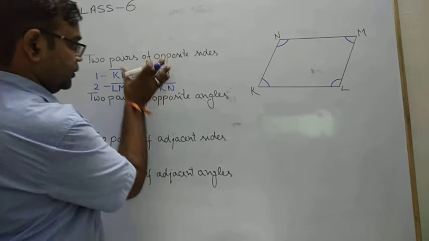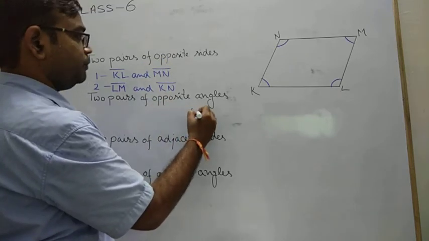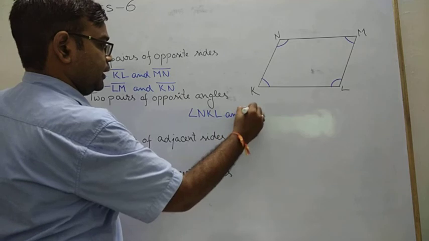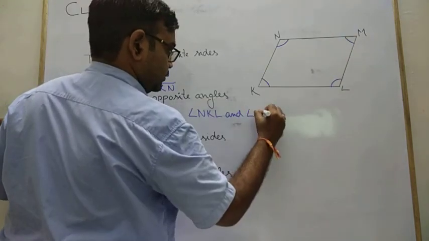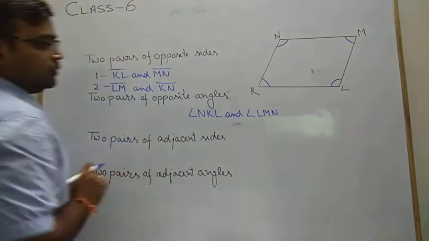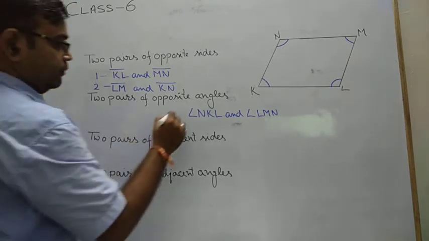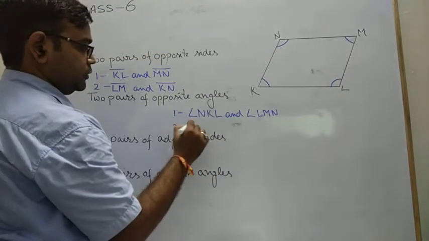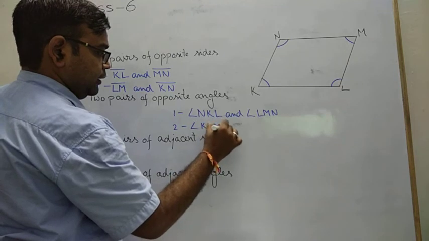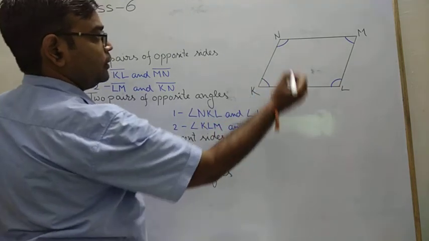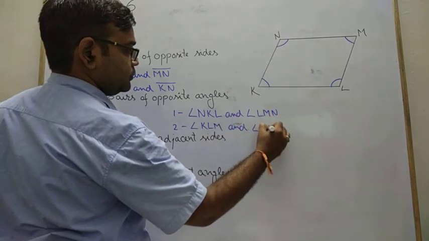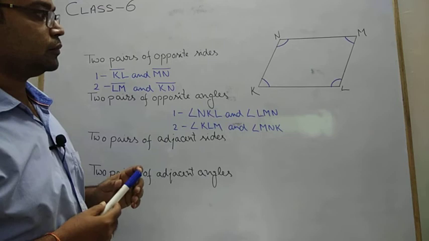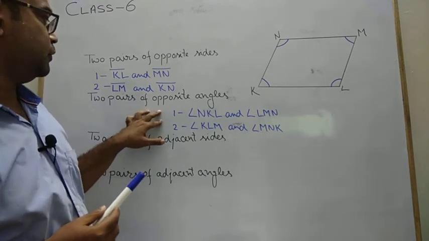So I am writing it over here so that you don't get confused. The first pair is angle NKL and angle LMN. This is angle LMN, first pair. What about the second pair? The second pair is your KLM, these two. Angle KLM and angle MNK. Clear? So these are your two pairs of opposite angles.